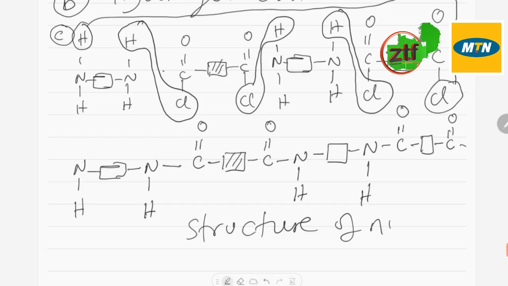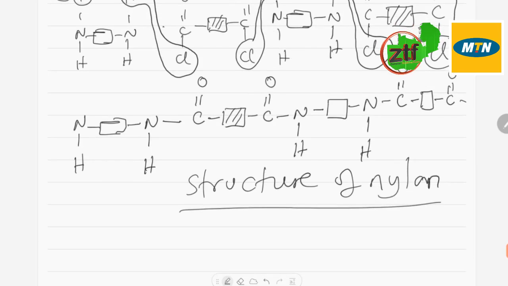So this is the structure of nylon, showing 4 monomer units, 1, 2, 3, 4. So we're done with this part of the question. Doing this, you get yourself 2 marks.